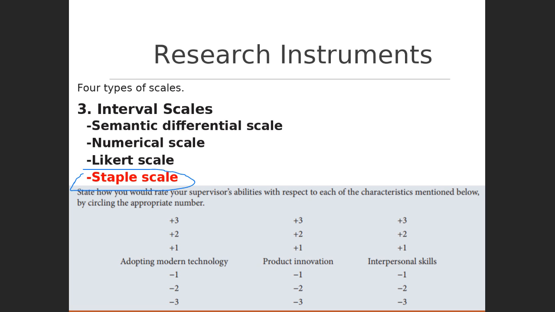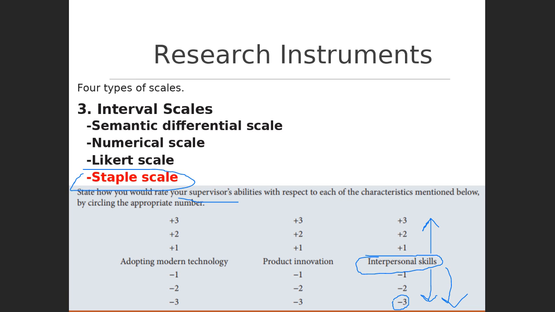For instance, in this particular example, you are required to rate your supervisor's abilities with respect to these characteristics. If you want to rate the interpersonal skill of your supervisor, these are directions: this is a positive direction and there is a negative direction. Notice that there is intensity as well. If you believe that your supervisor does not possess sufficient interpersonal skills, then you can go towards the negative dimension. But if your thinking is extremely negative, it means that you can choose the highest intensity of negativity.